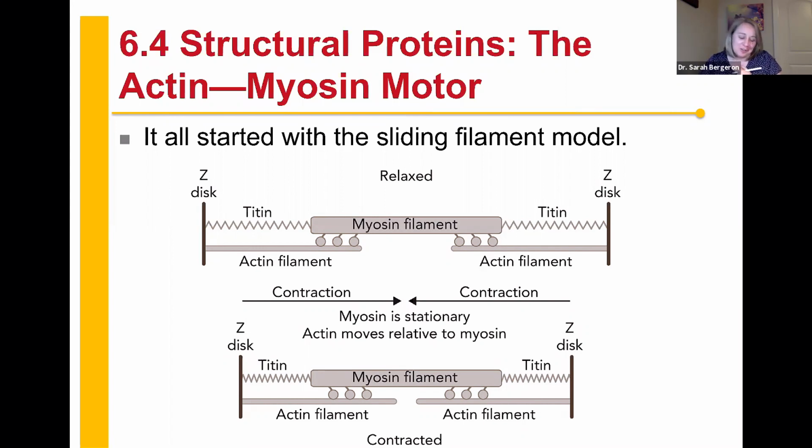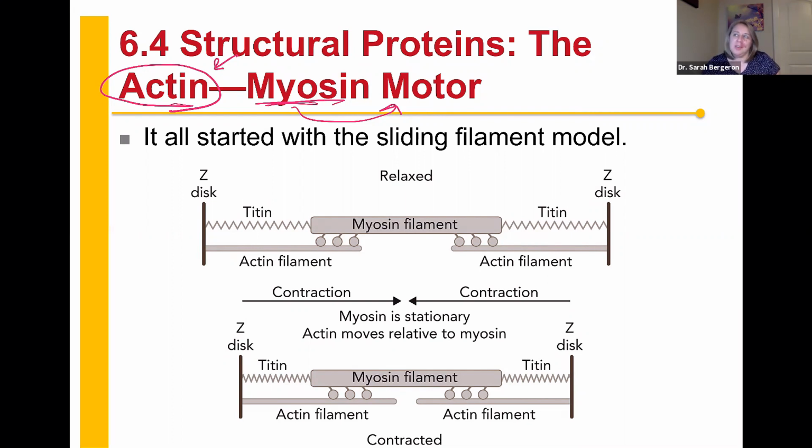I know your slide here says structural proteins, the actin, myosin, motor, but really actin is structural, whereas myosin is a motor. Myosin is not really a structural protein. But all right, so for a really long time, people really wanted to know how you can have a muscular force that can be exerted at the cellular and molecular level.